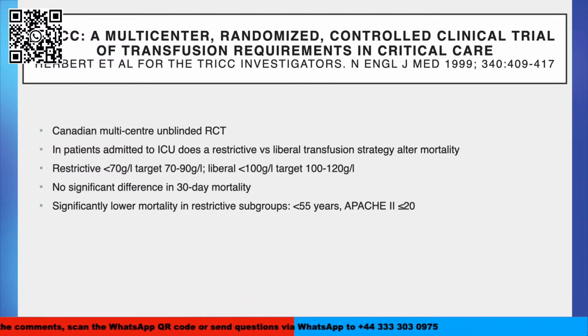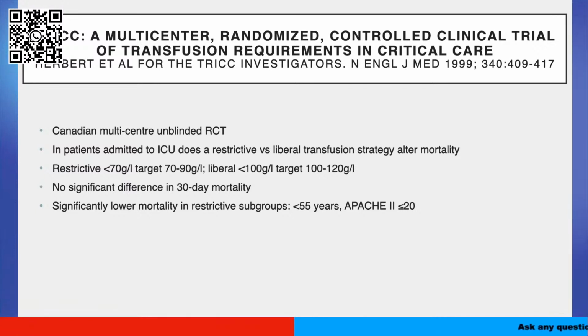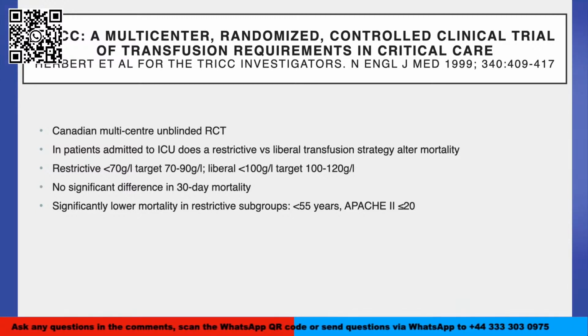In the restrictive strategy, patients had a threshold of less than 70 before they would be transfused, and in the liberal strategy, if their hemoglobin fell below 100, they could be transfused. There was no significant difference in 30-day mortality, but there was significantly lower mortality in restrictive subgroups in the under 55s and those with an APACHE II score of less than 20.